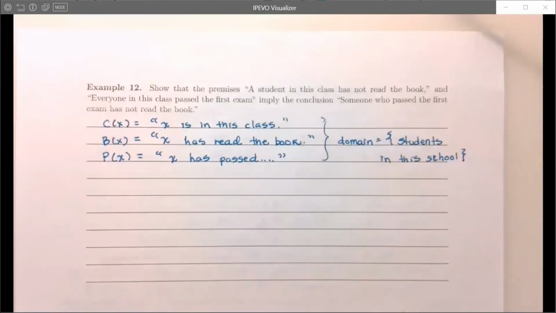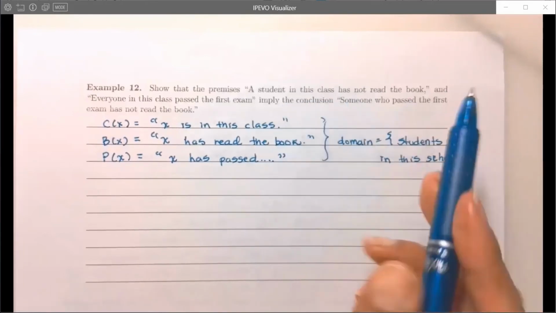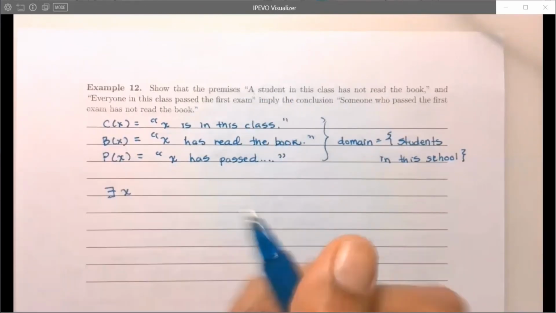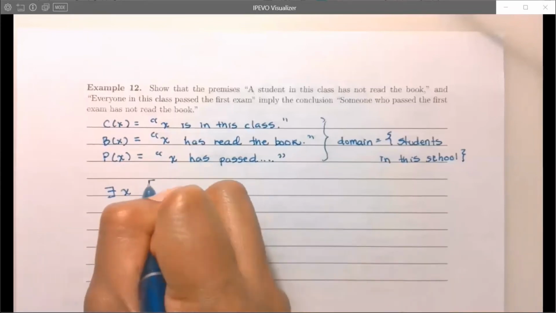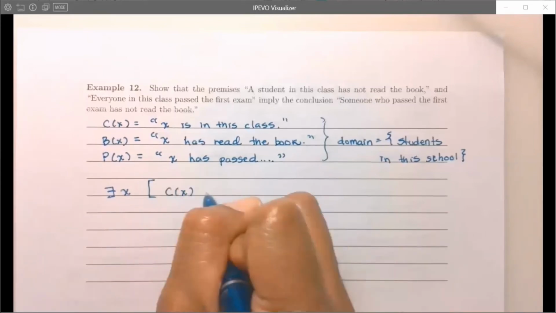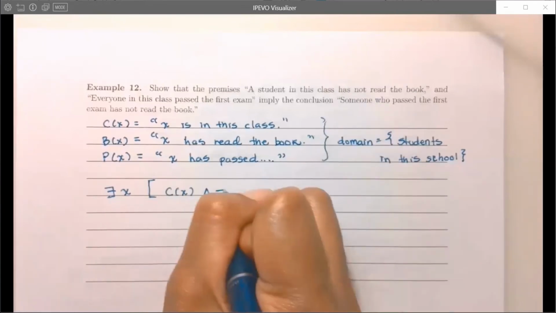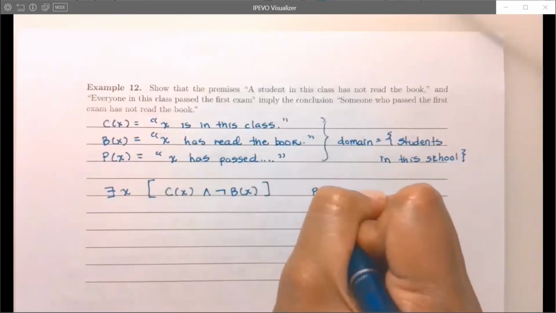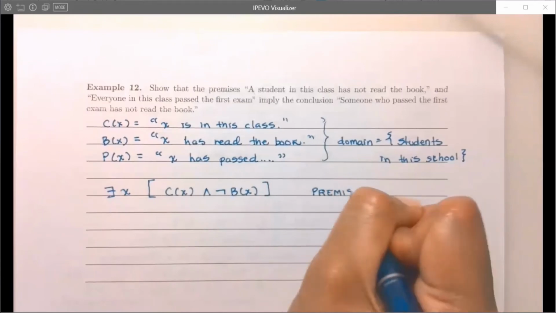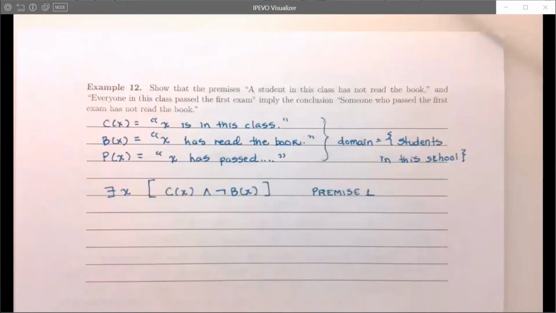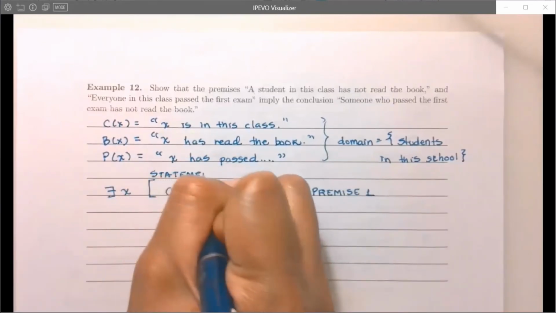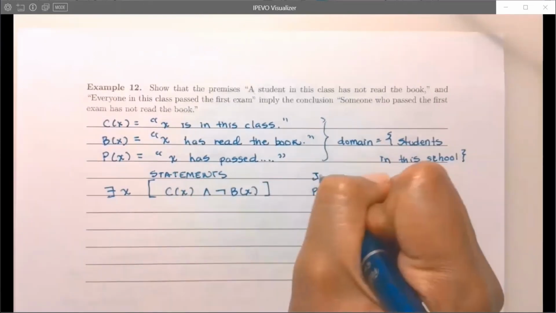So now we can write down what the premises are. First one, a student in this class has not read the book. So there exists would be some student, or a student. There exists some student in the school who is in the class and has not read the book. So C of X and negation B of X. This would be premise one. In fact, I'll go ahead and just write directly onto my table of statements and then justifications.